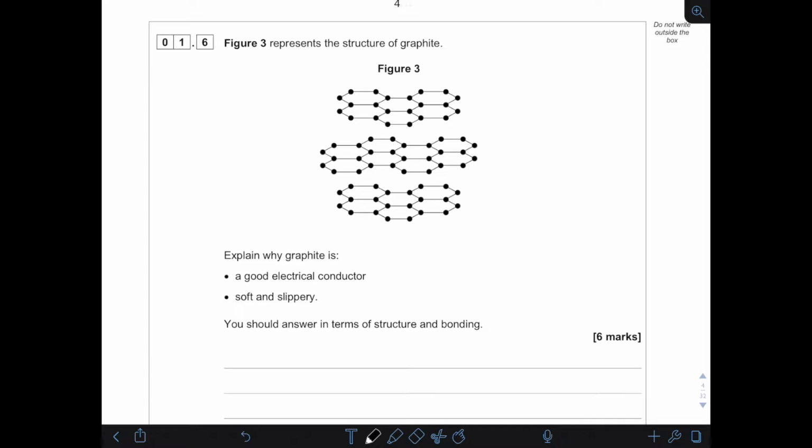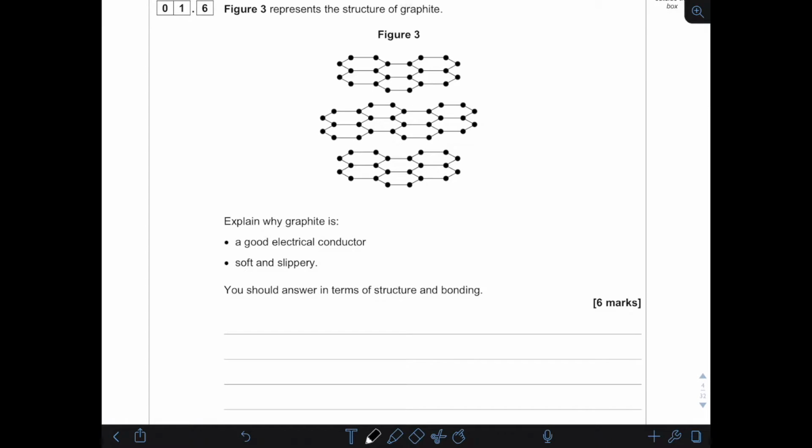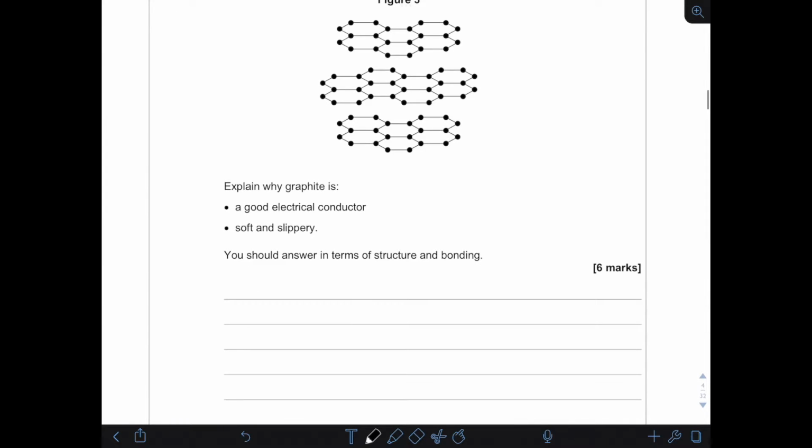1.6, we have graphite. As GCSE questions go, graphite is probably the most commonly shown structure in exam papers. So explain why graphite is a good conductor and why it is soft and slippery in terms of structure and bonding. So there are a few key aspects of graphite.